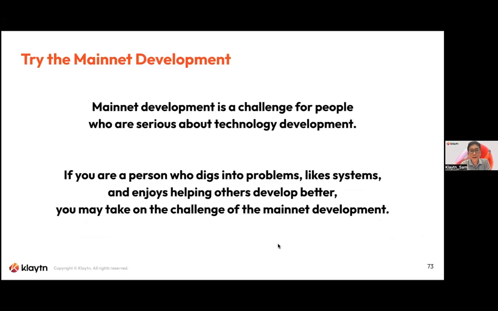I'm not sure how many in the audience are interested in the development of mainnet, but if this sounds very challenging to you, then please try mainnet development. Especially if you are a person who digs into the problems, likes systems, and enjoys helping others develop better, then you're the person for mainnet development.